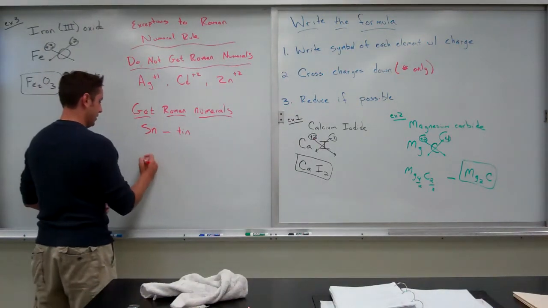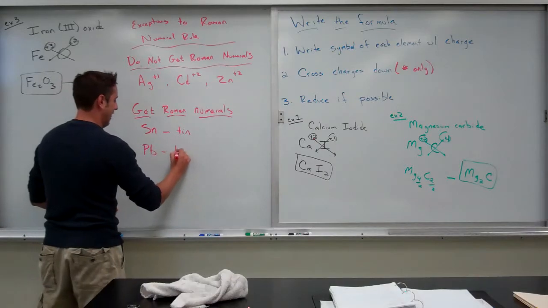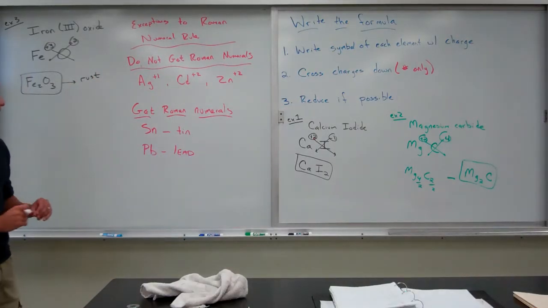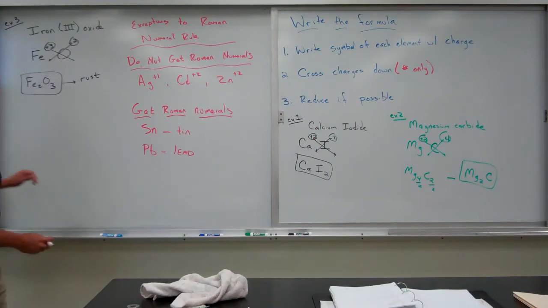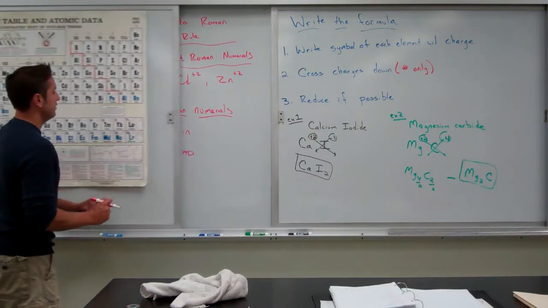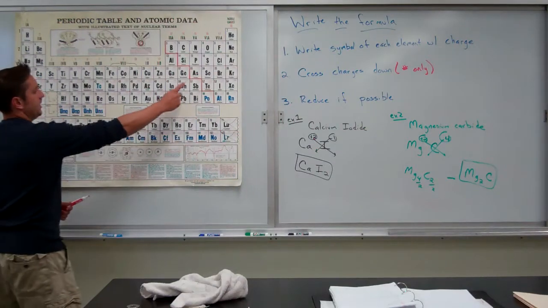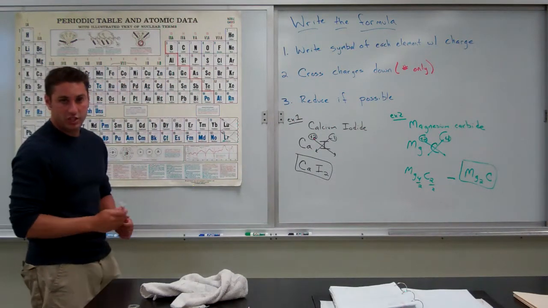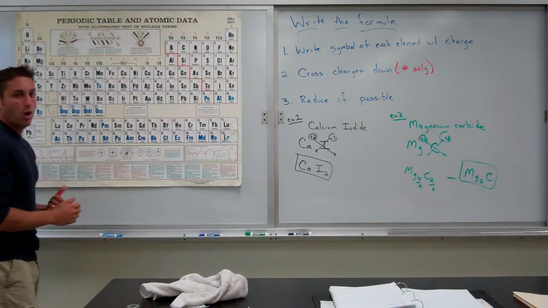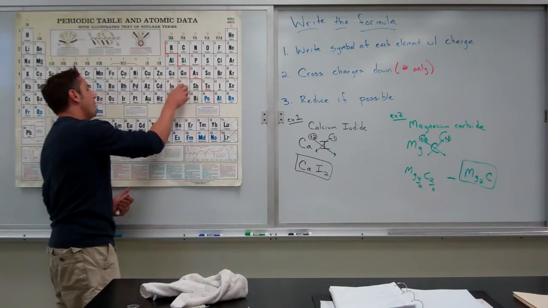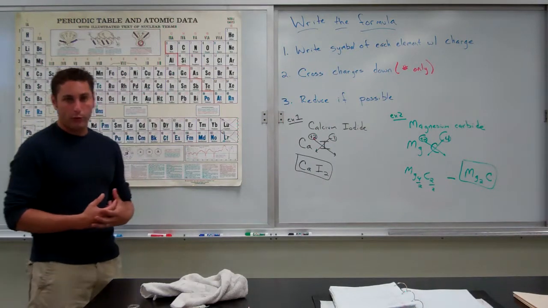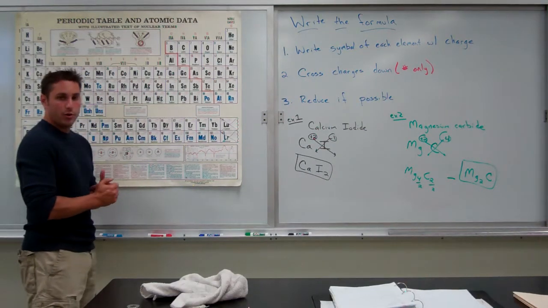Tin and lead. These will always get Roman numerals. So even though tin is here and lead is here, and they are not in the transition metal section, they still get Roman numerals. The reason being, both tin and lead have the ability to be +2 or +4, and they can be multiple things, so they have to have a Roman numeral that says which.